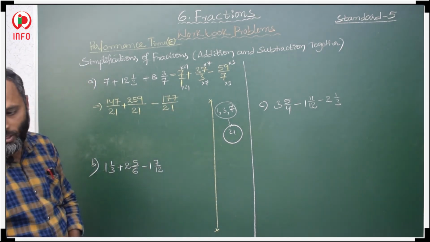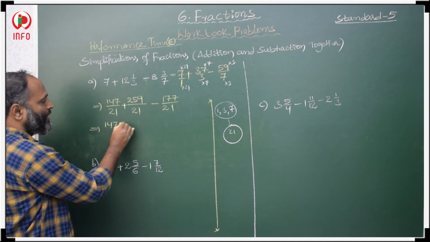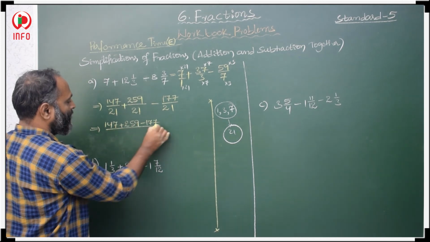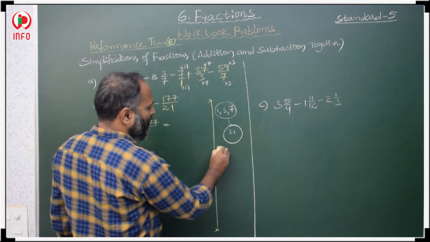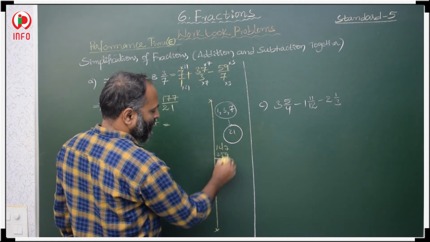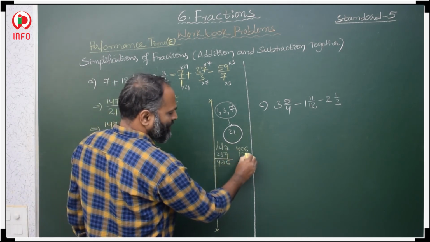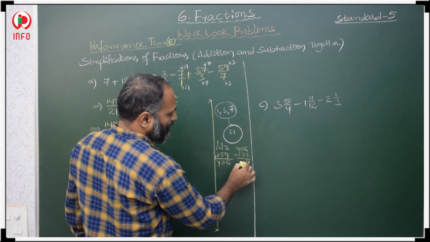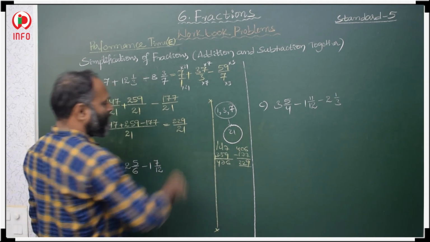Okay. Then after that what we have to do? Add numerators according to the signs: 147 plus 259 minus 177 by 21. 147 plus 259 is 406, and 406 minus 177 is 229. So 229 by 21.